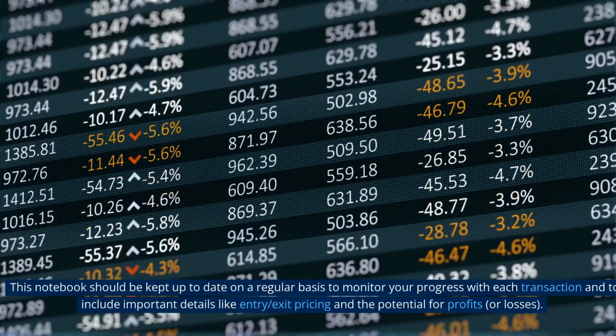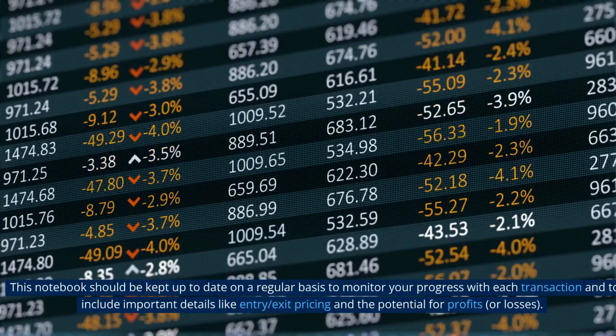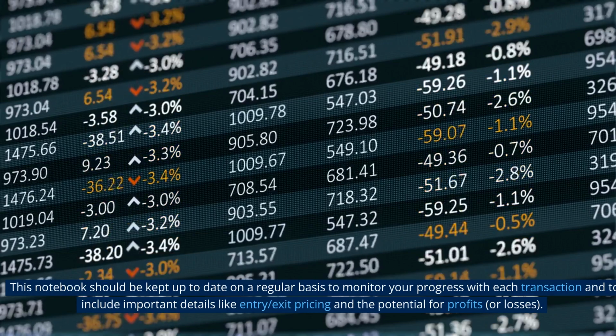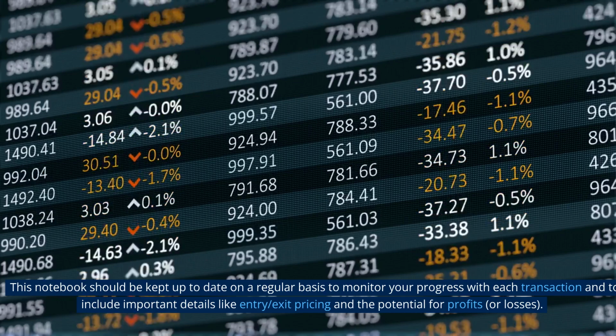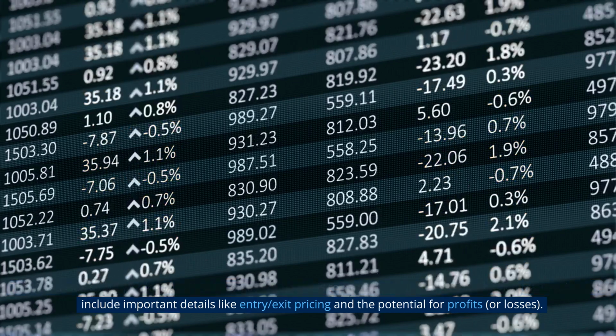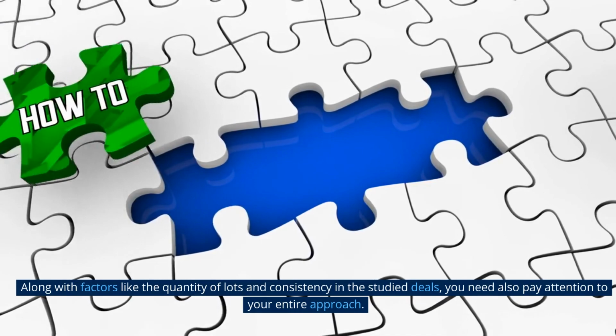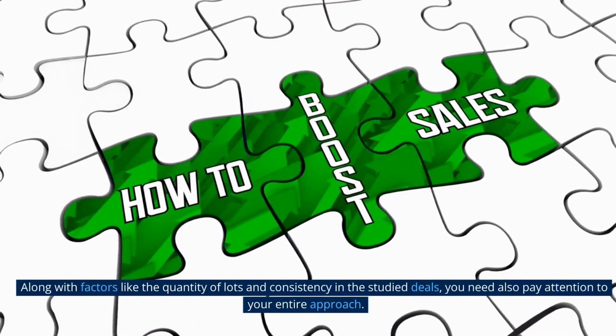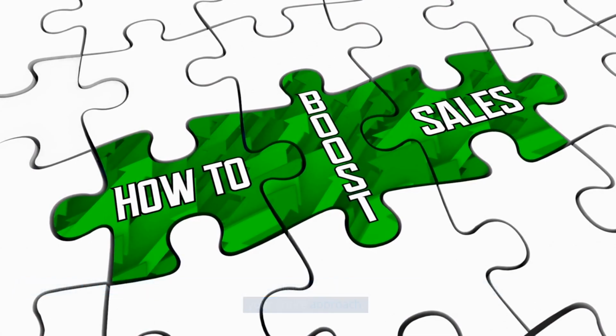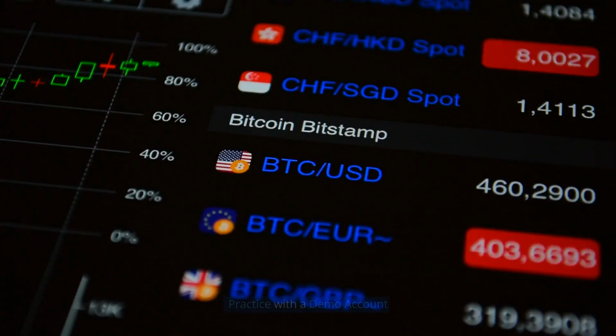You may monitor your performance using a profit and loss (P&L) log to assess your transactions. This notebook should be kept up to date on a regular basis to monitor your progress with each transaction, and to include important details like entry/exit pricing and the potential for profits or losses. Along with factors like the quantity of lots and consistency in the studied deals, you need also pay attention to your entire approach.